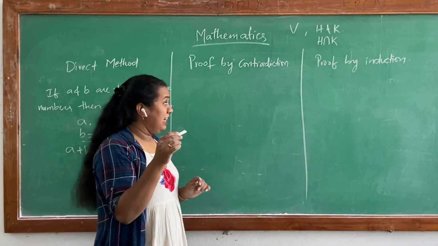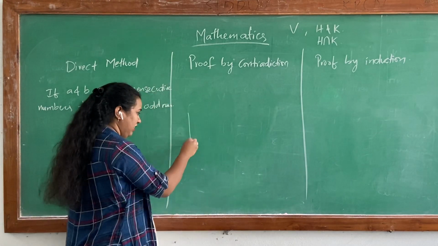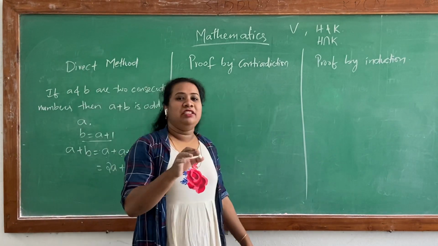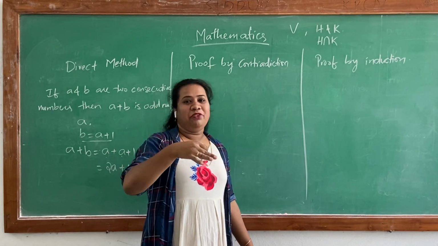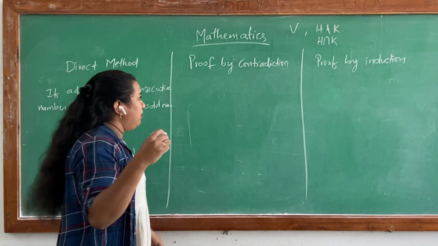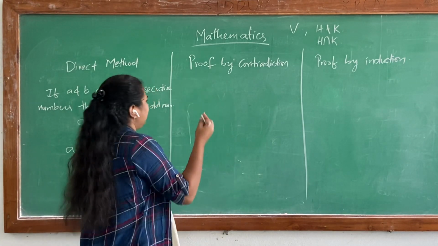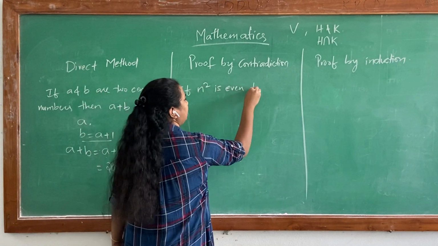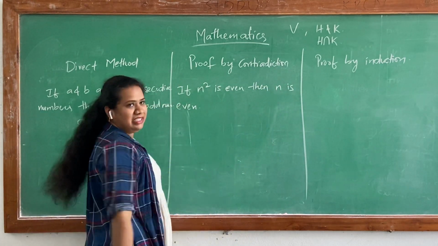I will consider that, and then I will use the already known facts. Like if I write, I am getting white color here, right? So I will use the already known facts to prove that this is not white. Then the opposite of that will be proved. For this, I am taking very simple examples for you to understand properly. Let us take the example: if n square is even, then n is even.